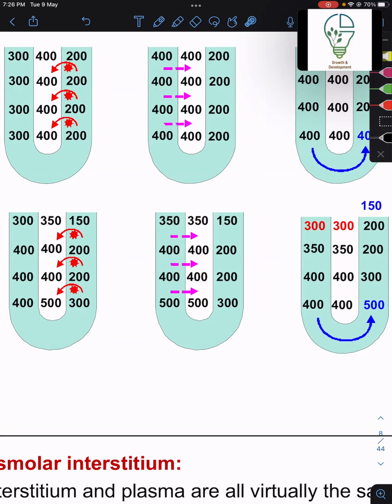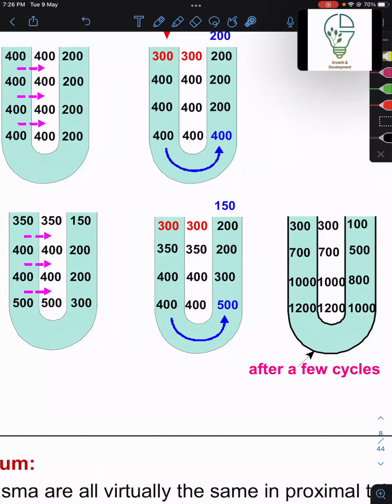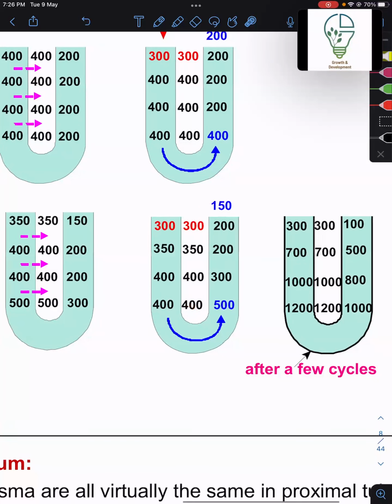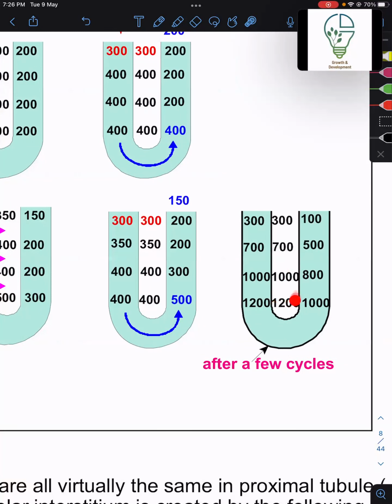And because of that, because water is flowing out of my descending limb, this fluid right over here is going to get more concentrated, right? Fluid in my descending limb is getting more concentrated because water is leaving. And then you can see it ends pretty much the same way. However, this time when the fluid moves, it's getting more and more concentrated, right? This value used to be 400 in cycle 1, and now it's 500 in cycle 2. And so what you're seeing is the concentration gradient is just increasing. The more cycles that we go, the more and more pronounced the concentration gradient is going to become.